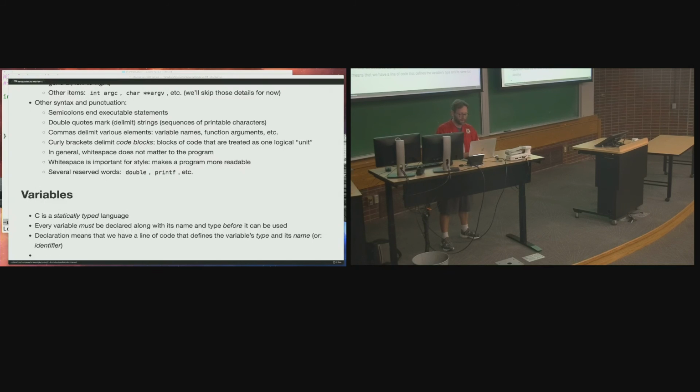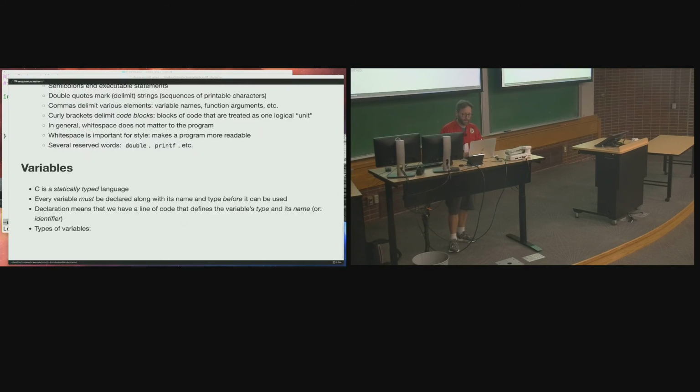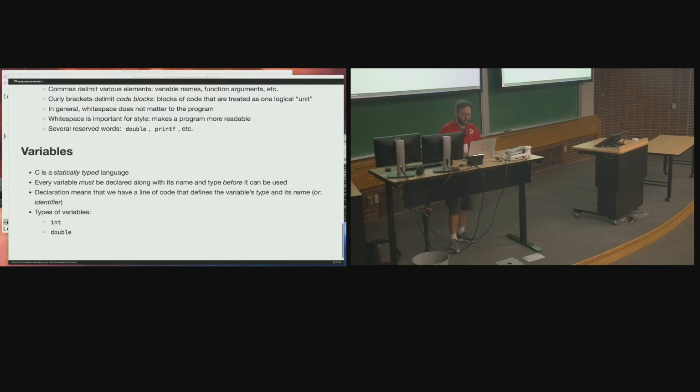So types of variables. There are several types of variables that are supported by C. I'm only going to focus on the three most important ones: int, double, and char. So you already answered this question. What do you think int stands for? It stands for integer. Why didn't they just call it integer then?